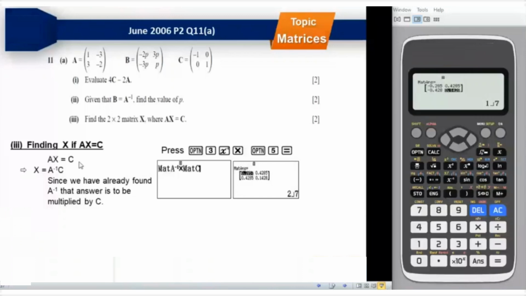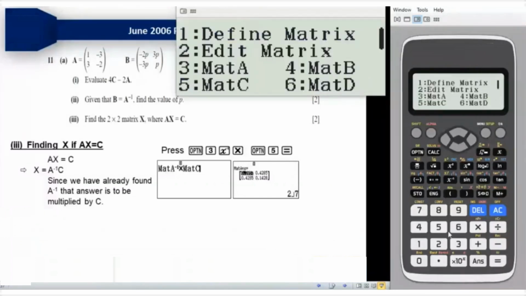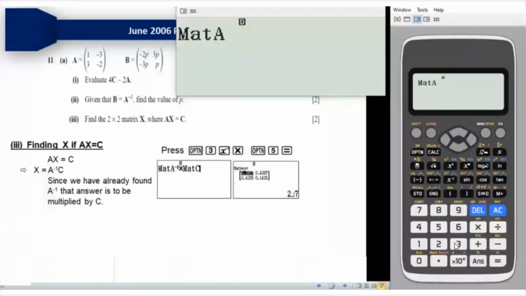So in the calculator, to find X, you don't need to go through the hassle of all that working that you normally do. You first find A inverse, then you take it to the other side, then you perform matrix multiplication. All you need to do is realize that AX is equal to C means X is equal to A inverse C. And to find A inverse C, you have to press clear screen first, press option, that is OPTN, press 3, press the inverse button. So you get matrix A inverse.